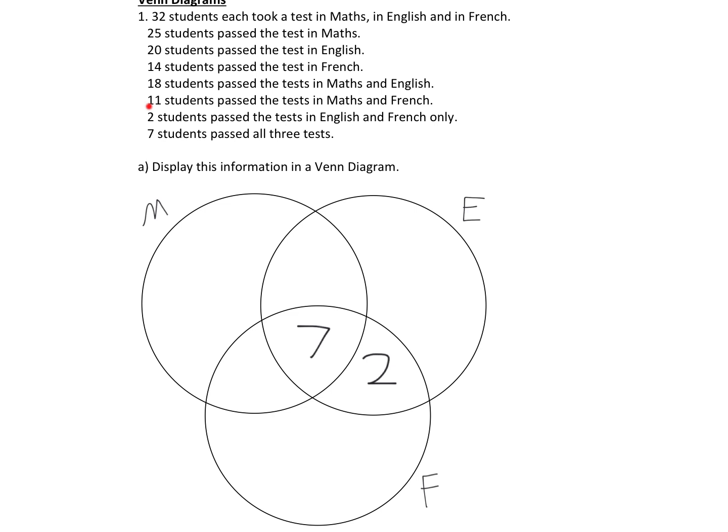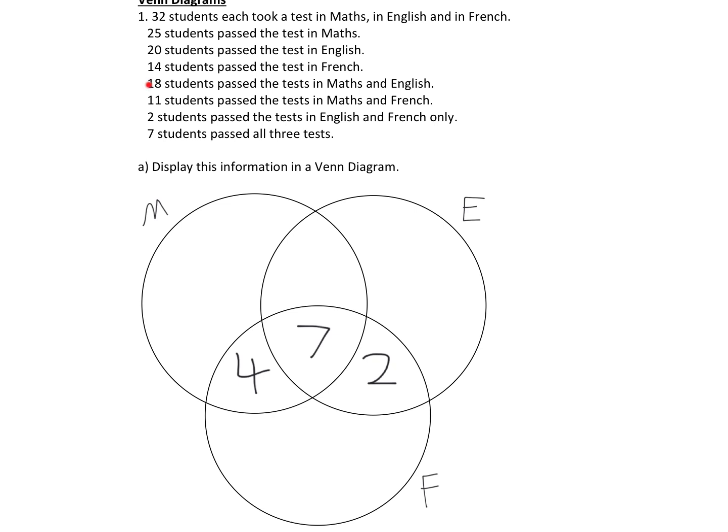Next section. 11 students passed the tests in maths and French. So maths and French is here. Now it didn't say maths and French only, it says maths and French. So they could have passed maths and French with English or not with English. That means in total this group here has to be 11. So we have to put 4 in here to make that there are 11 in total that have passed maths and French. They're at both the circles, maths and French.